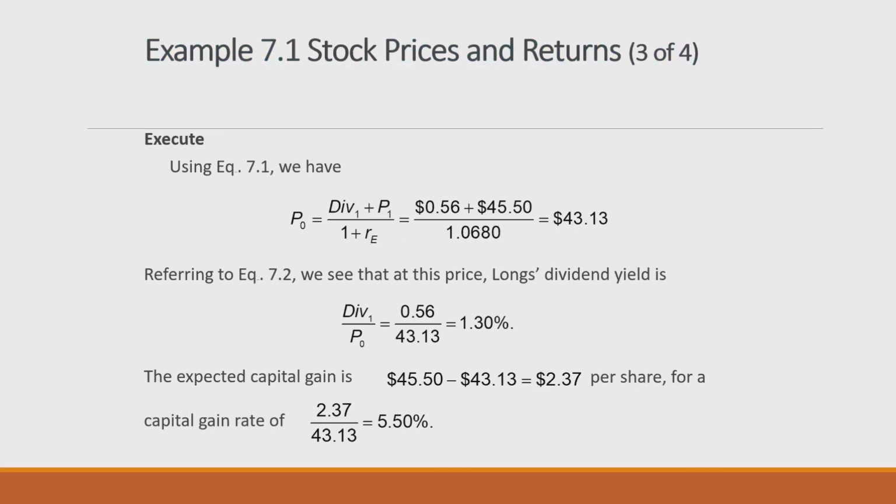And then using equation 7.2, we see that at this price, Long's dividend yield is 1.30%. The expected capital gain is $45.50 minus $43.13, equal to $2.37 per share, for a capital gain rate of 2.37 over 43.13, equal to 5.50%.